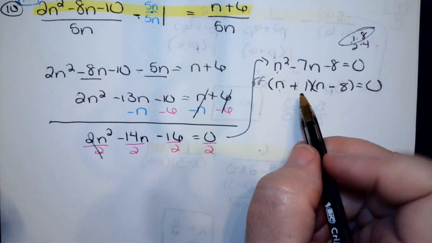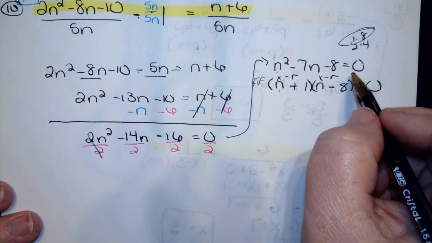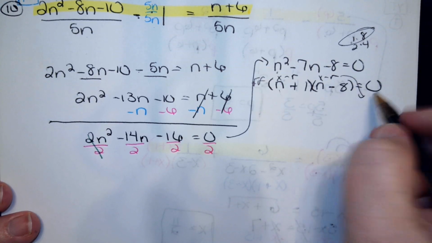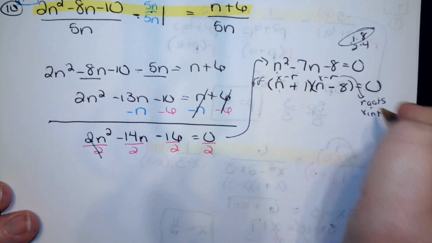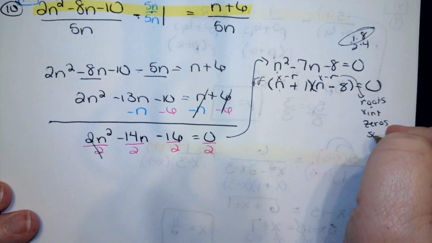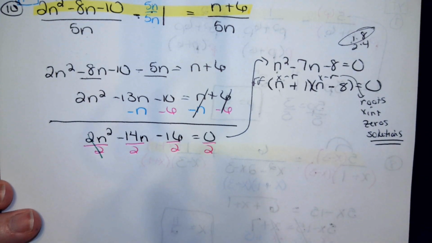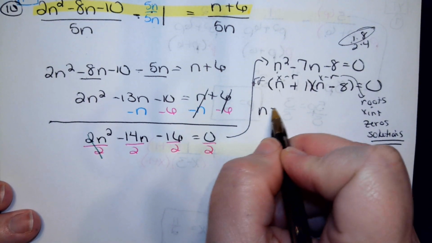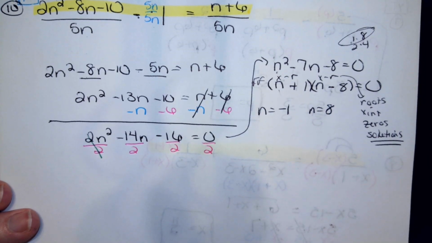So thinking about this in factor form, remember, we can look at this and think, well, this is x minus your root. And we know that roots are x-intercepts, which are zeros, which are solutions. And that's what we're looking for. We're looking for solutions, right? So here, n is either going to be negative 1 or n is going to be 8.